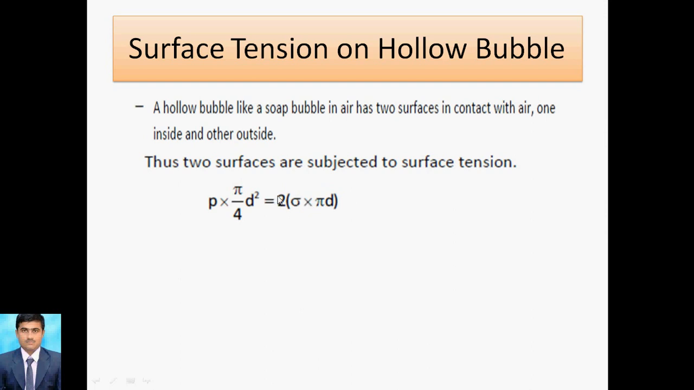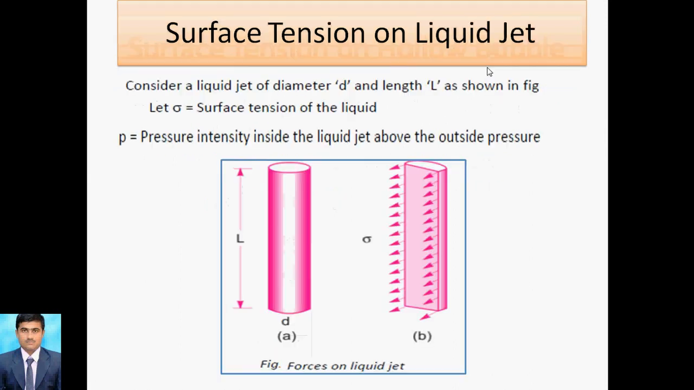So the surface tension force is 2 into sigma pi d, and on the left hand side we can write p into a, that is pi by 4 d square, and after cancellation we will get p is equal to 8 sigma upon d. So this is the relation for surface tension on a hollow bubble. Here also it depends on the diameter: as the diameter increases, the pressure will reduce. So this is the expression for a hollow bubble.